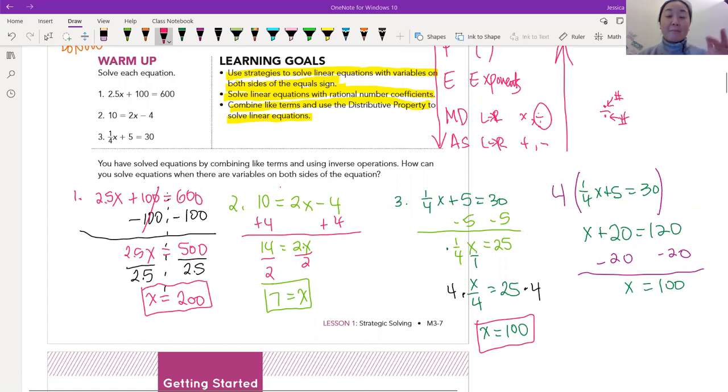Okay, and so that's why we're dividing by 2, because we want to get the x by itself. So why divide by 2? Because think about it. 2 divided by 2 is what? 1. And notice it's not 0, because what's 1 times x? x. And so literally x is by itself, right? So there we go. So that's why we're dividing by 2.